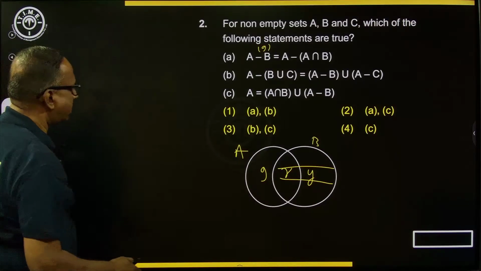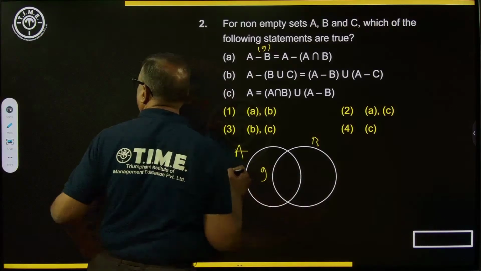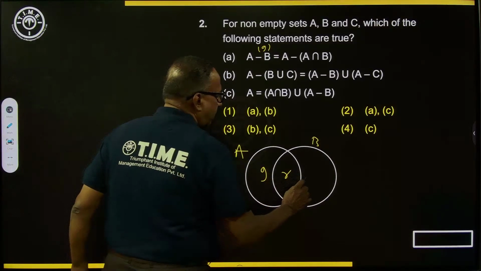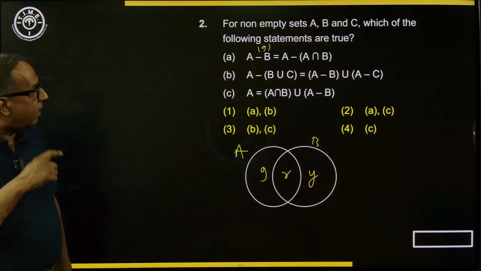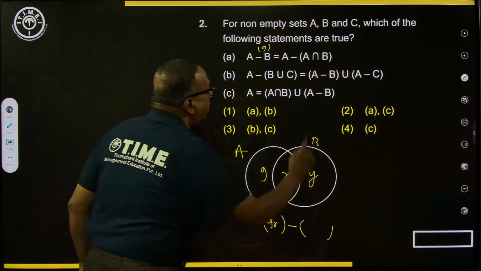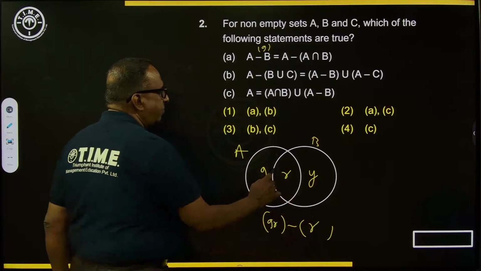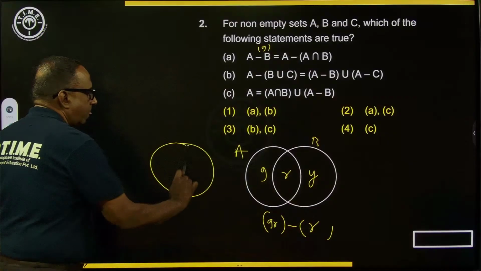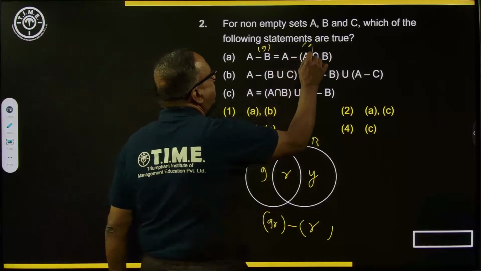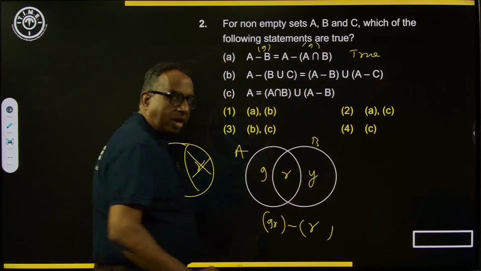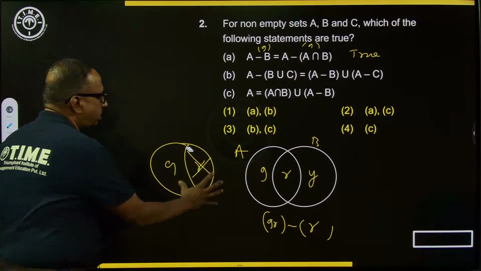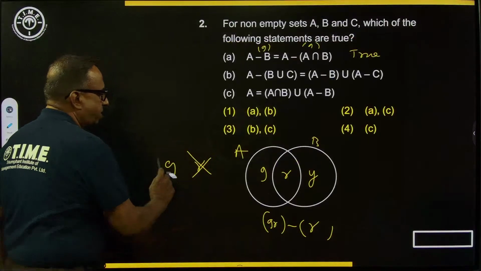Now let us go to the second part. Red, green, and yellow. A minus A intersection B: A is green, red. From green, red, you are going to remove A intersection B, which is red. If I remove red, you will get only green. So is green equal to green? Yes, so this is true. The first statement is true.